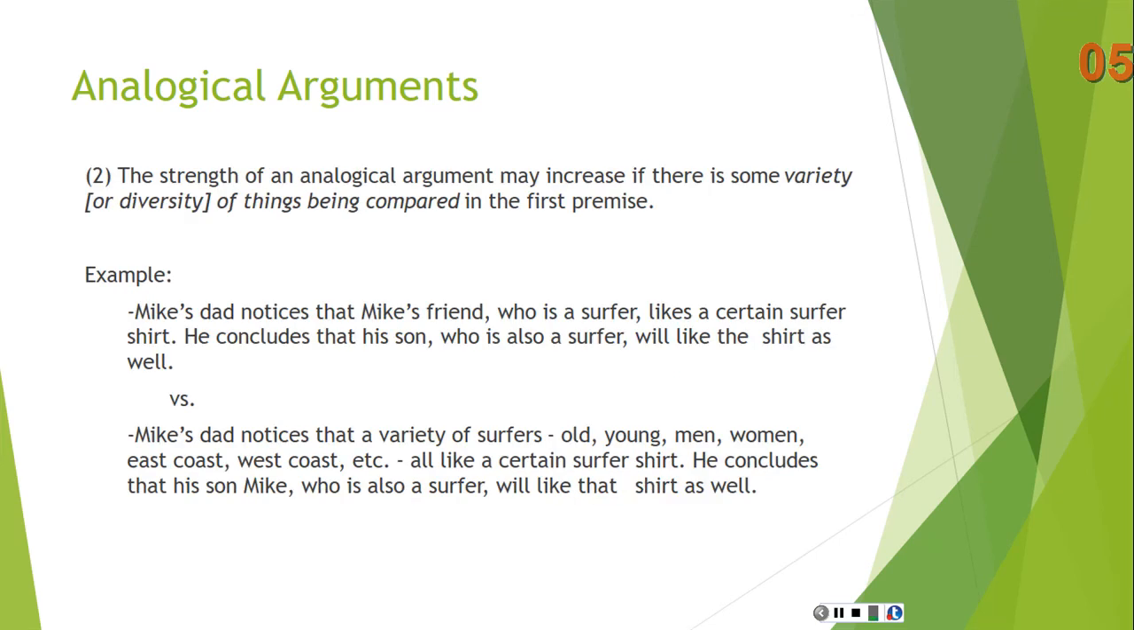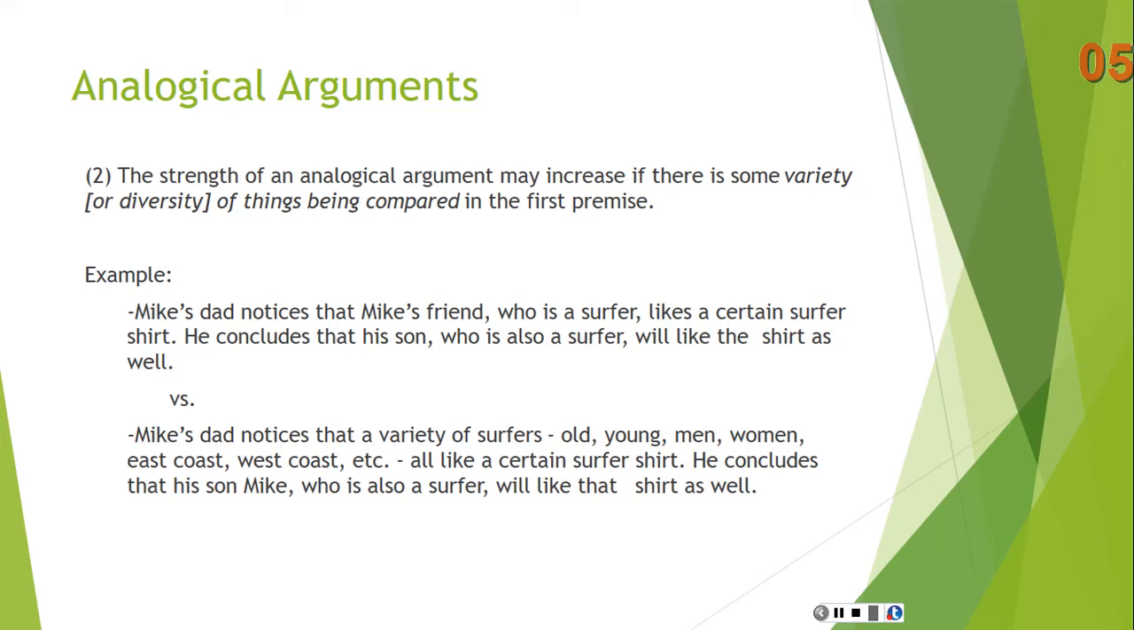2. The strength of an analogical argument may increase if there is some variety or diversity of things being compared in the first premise. So if there are a number of things being referred to, in a variety of things. So here's an example of one where not a large variety of things are being compared. Mike's dad notices that Mike's friend, who is a surfer, likes a certain surfer shirt. He concludes that his son, who is also a surfer, will like the shirt as well.